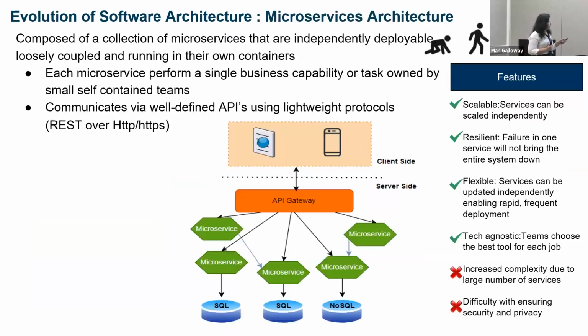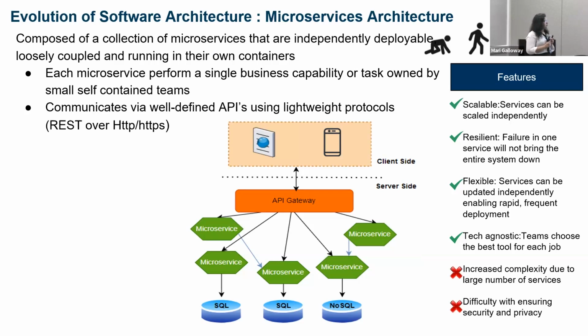Now, if we look at the microservice architecture, it brings in the concept of microservices. It is a collection of several small microservices that are independently deployed in specialized containers. Each microservice performs a very specific business capability or task and is owned by very small teams, sometimes called feature teams. It will be one or two individuals who would be responsible for this microservice. And all these microservices could communicate with other microservices using very lightweight protocols such as REST over HTTP or HTTPS, which all of us are very familiar with.